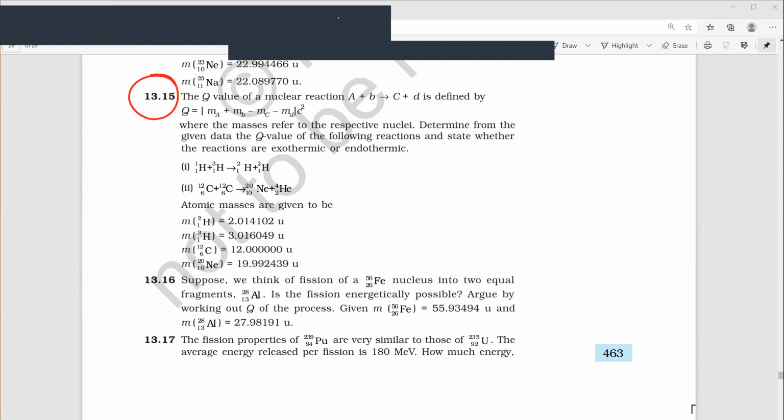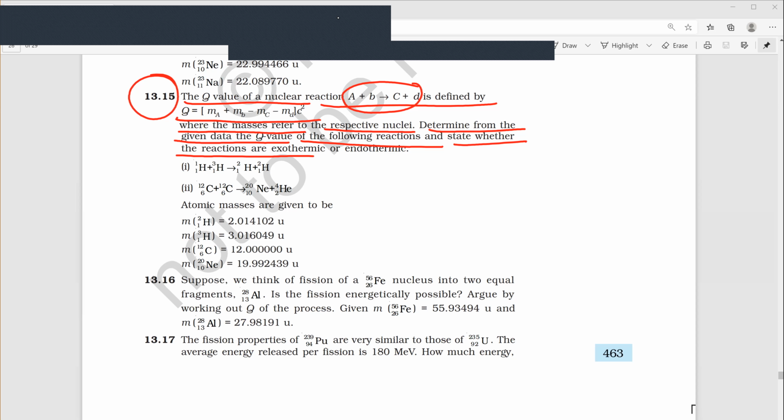So what does the question ask? The Q value of a nuclear reaction in generalized form is given: A plus B gives C plus D, denoted by Q is equal to (MA plus MB minus MC minus MD) into C square. It is in the form of MC square, where masses refer to the respective nuclei. Determine from the given data the Q value of the following reactions and state whether the reactions are exothermic or endothermic.